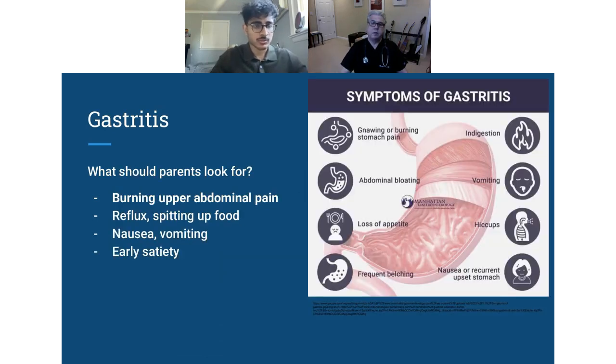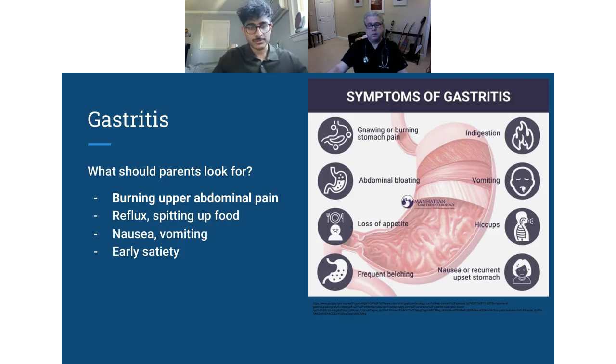And here, just a quick overview of what patients should look for. It presents as burning upper abdominal pain, and patients might also have reflux or they might spit up food, and generally can have some sensations of nausea and vomiting, and your child might feel satiated earlier. They might be eating smaller portions just because of the reflux and their stomach feeling like it's full when it's really just a symptom of the gastritis.